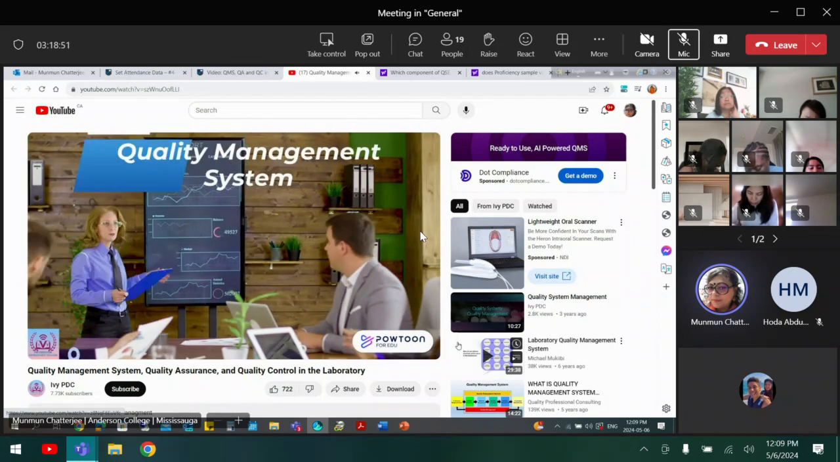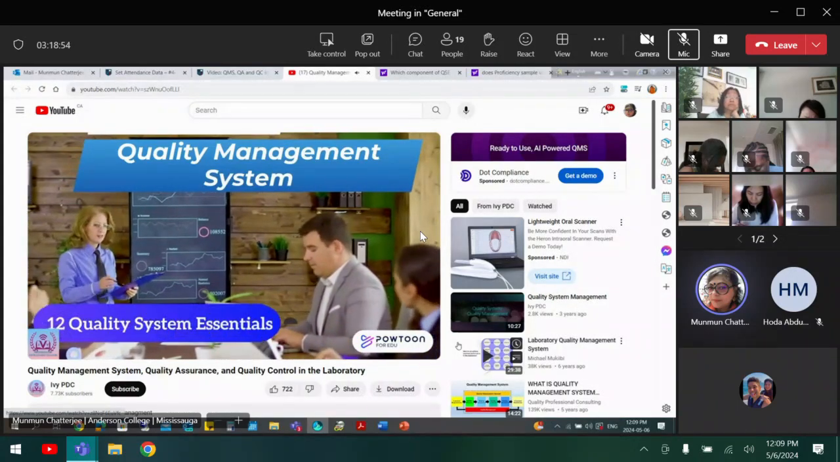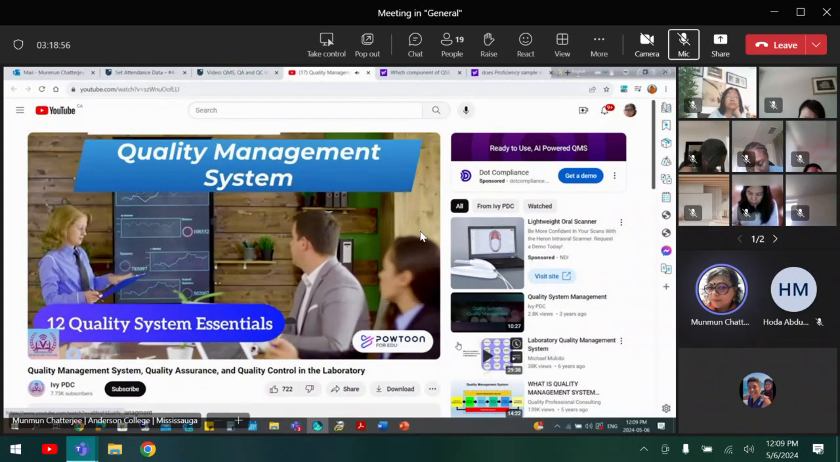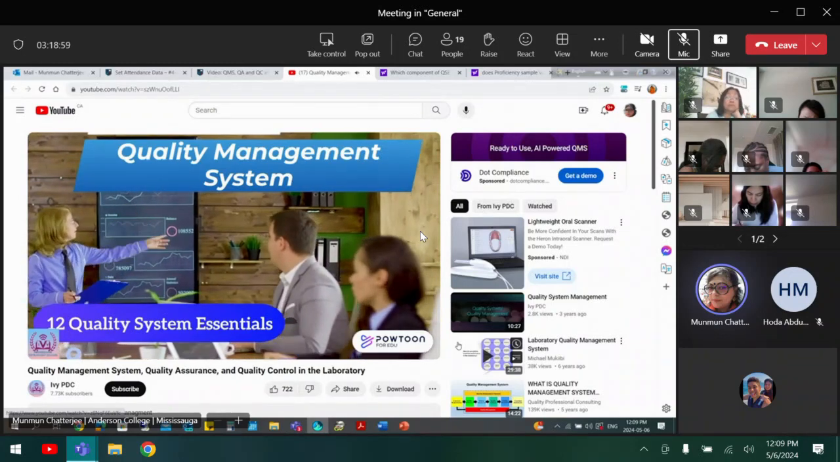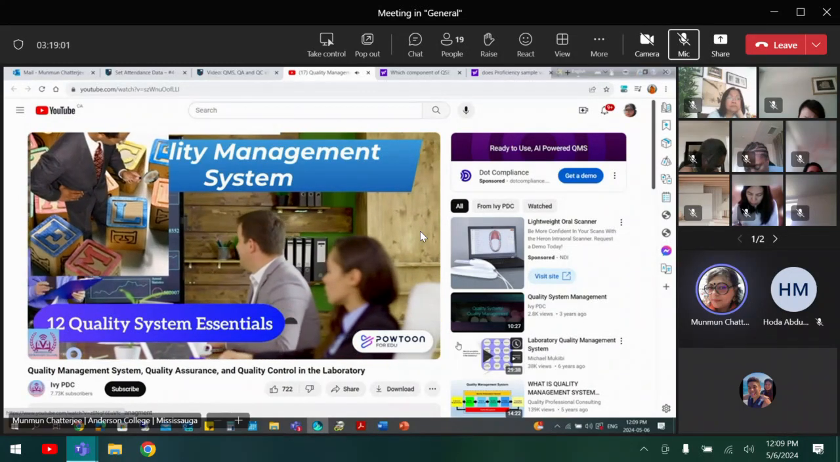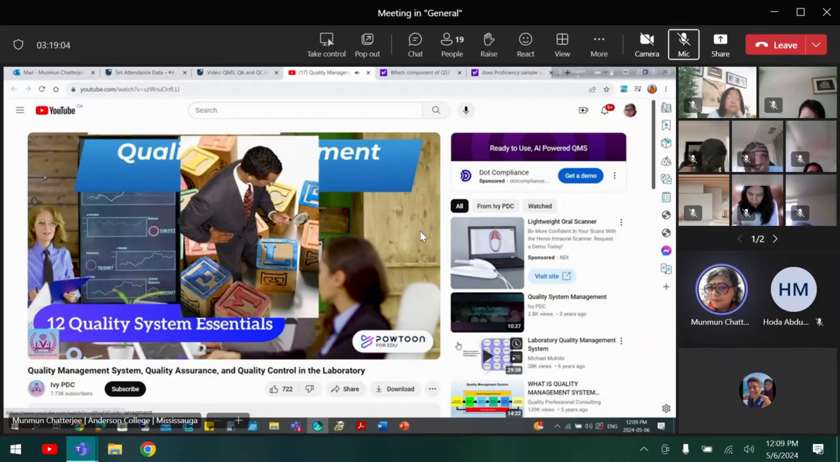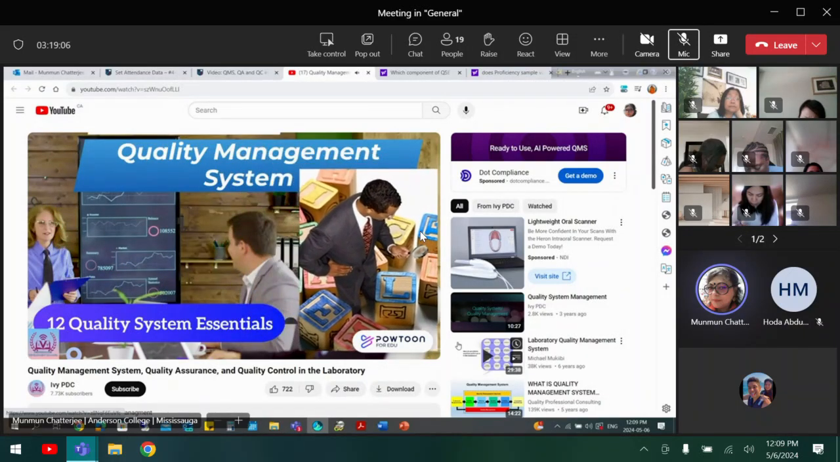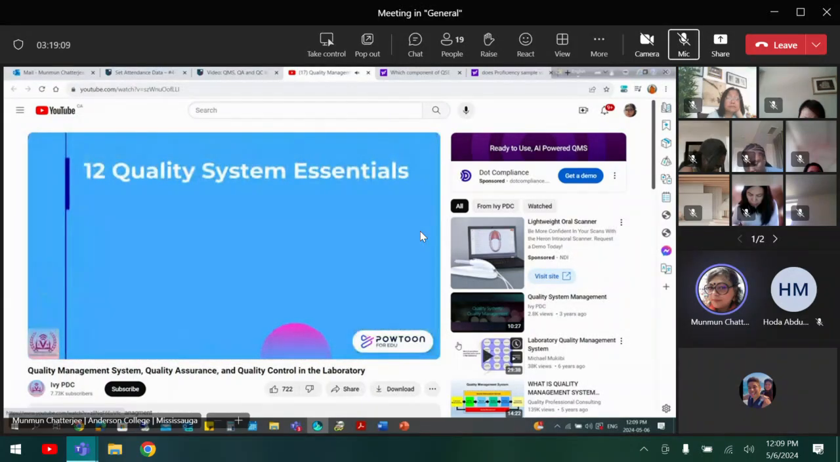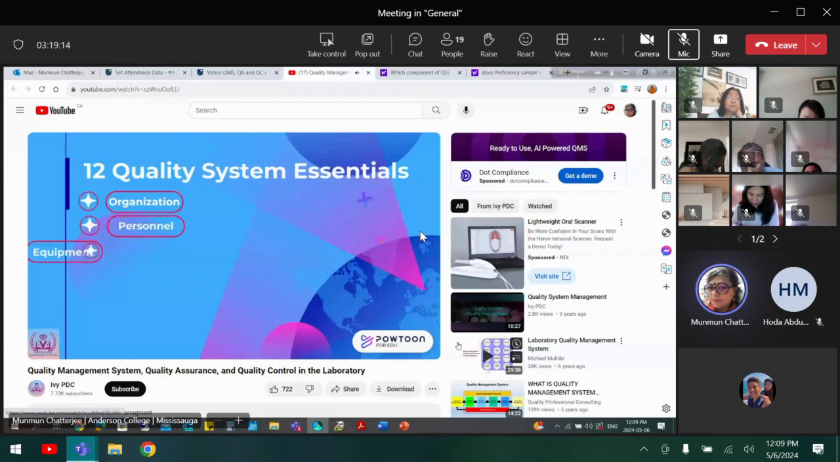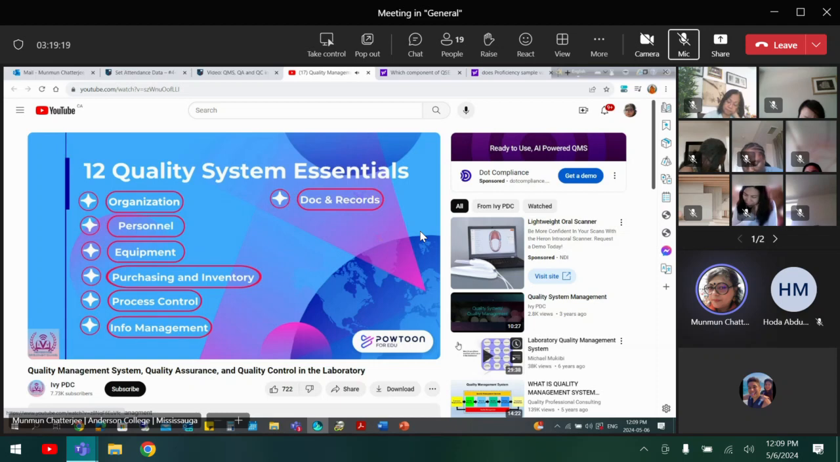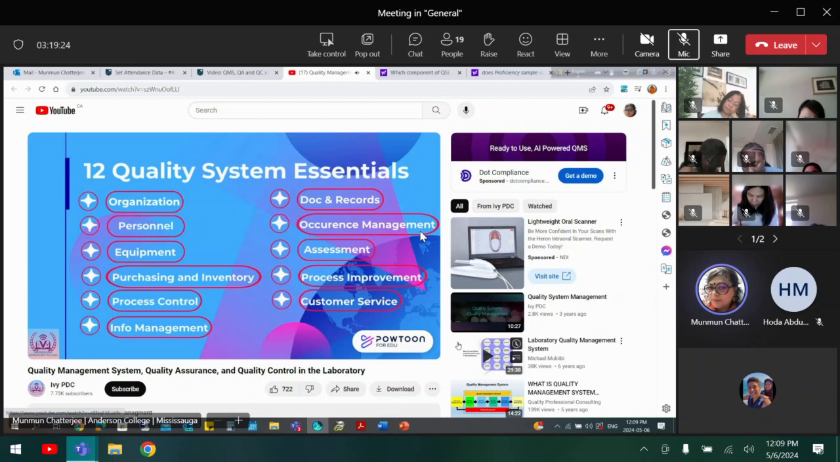The quality model organizes all of the laboratory activities into 12 quality system essentials. These quality system essentials are a set of coordinated activities that serve as building blocks for quality management. Each must be addressed if overall quality improvement is to be achieved. The 12 quality system essentials are organization, personnel, equipment, purchasing and inventory, process control, information management, documents and recording, occurrence management, assessment, process improvement, customer service, and facilities and safety.